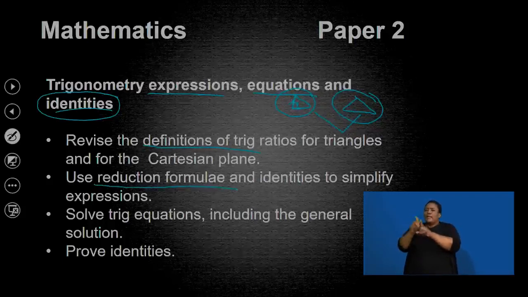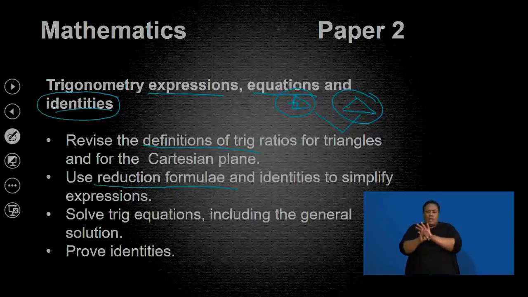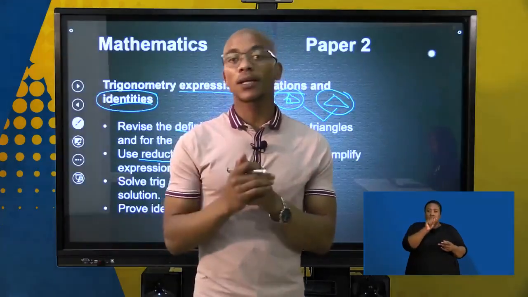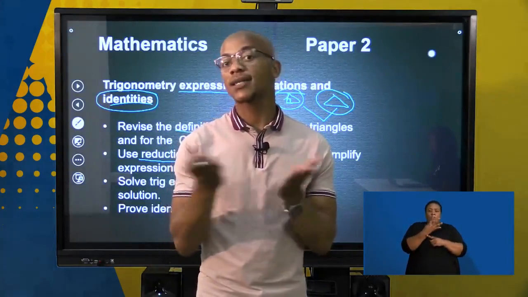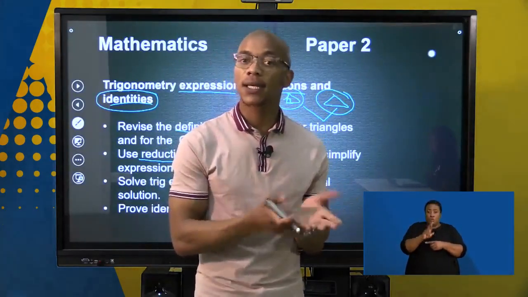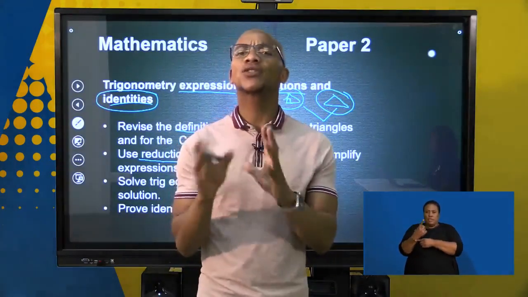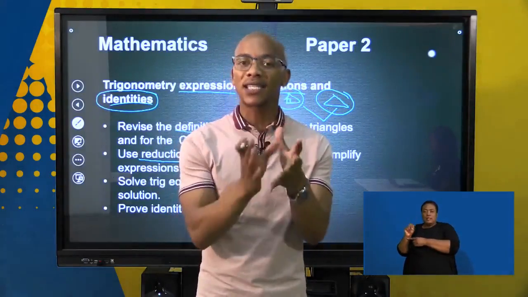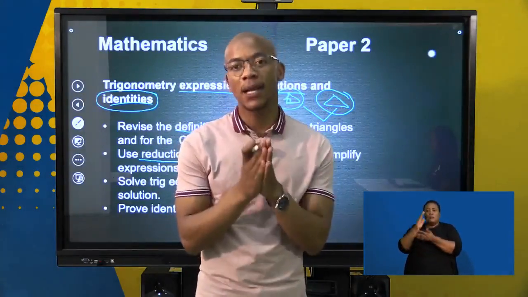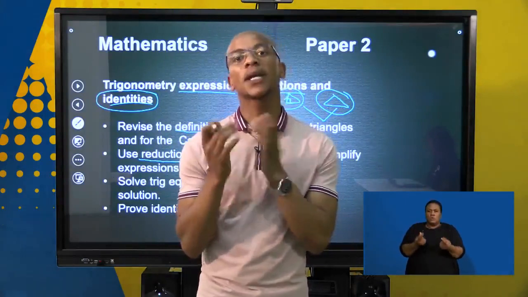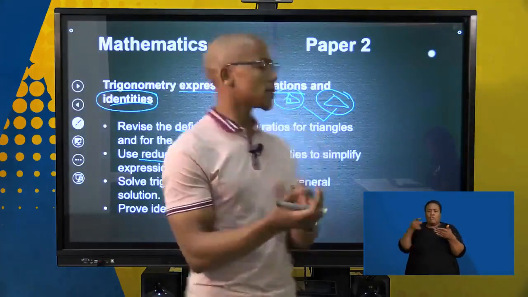Also use your reduction formulae and identities to simplify expressions. I think most of us know this thing where they say CAST, meaning cos is only positive in the fourth quadrant, all ratios are positive in the first quadrant, sine is positive in the second quadrant, and tan is positive in the third quadrant. So make sure that you locate the reduction formulae according to the Cartesian planes and according to the CAST diagram in order for it to make sense, please.